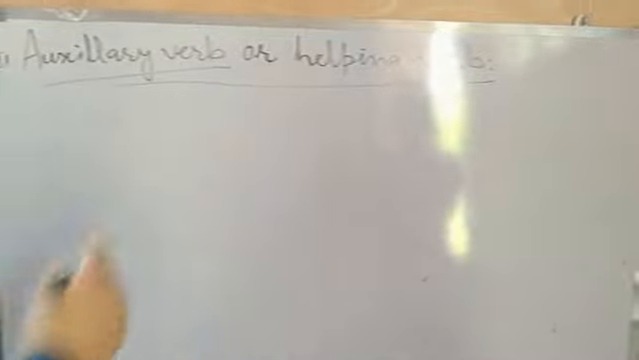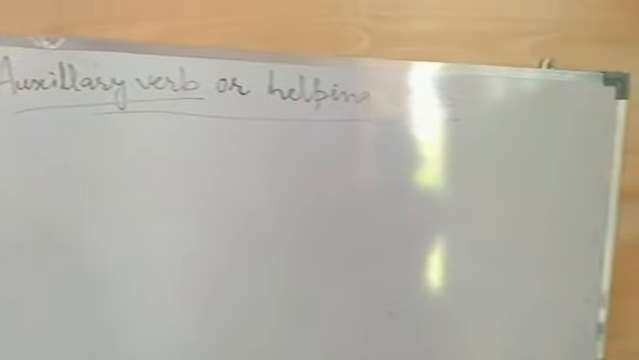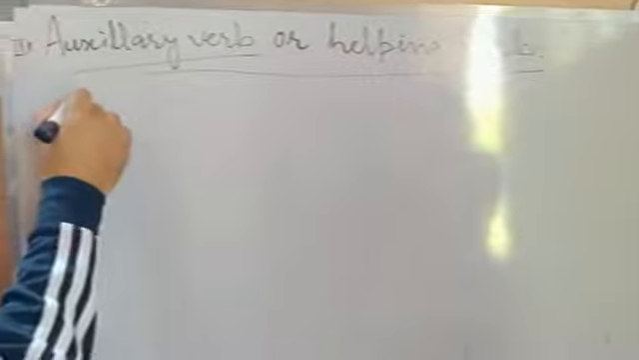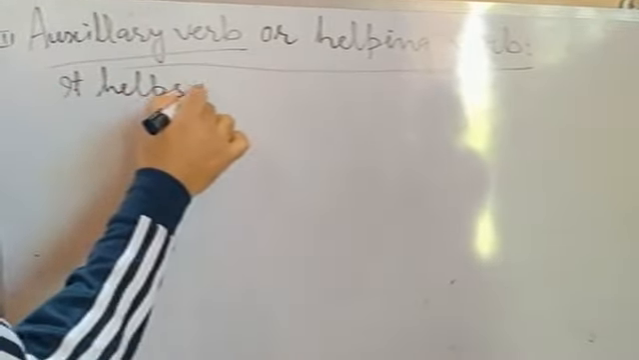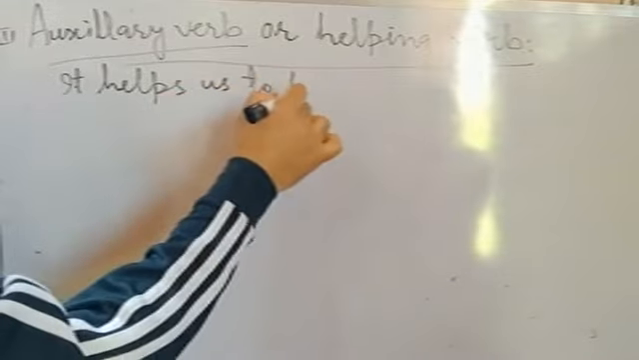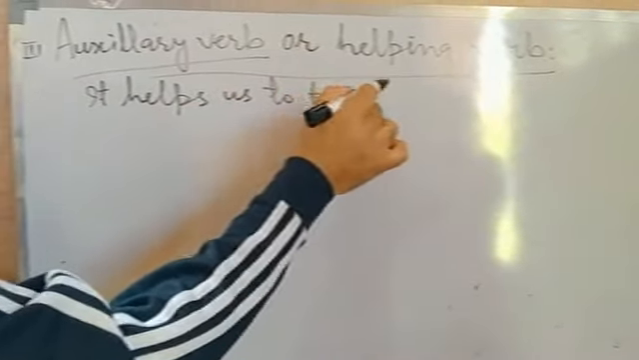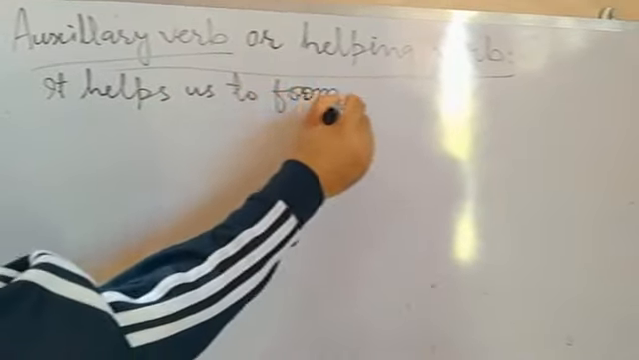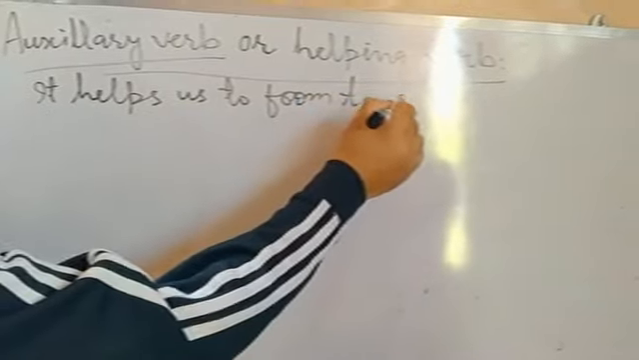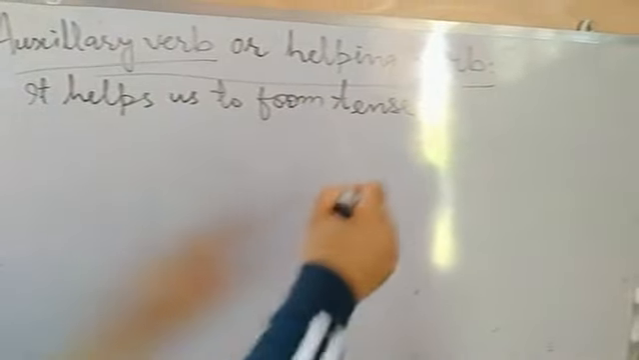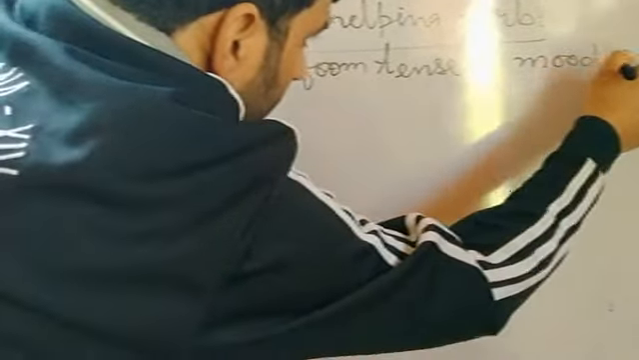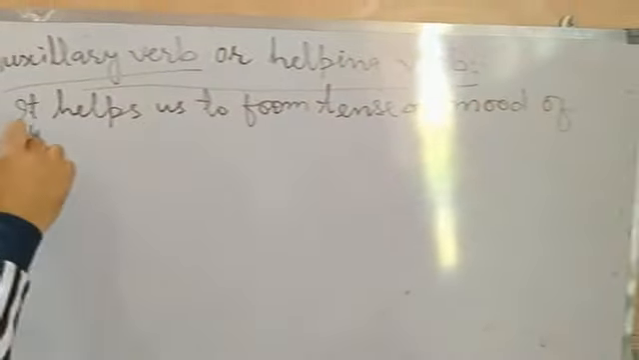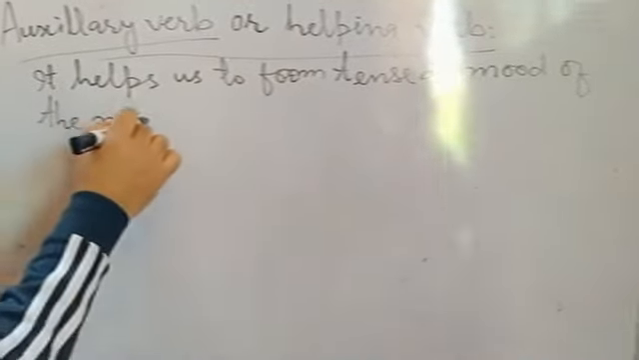Now third one is auxiliary verb or helping verb. It helps us to form the tense or mood of the main verb.